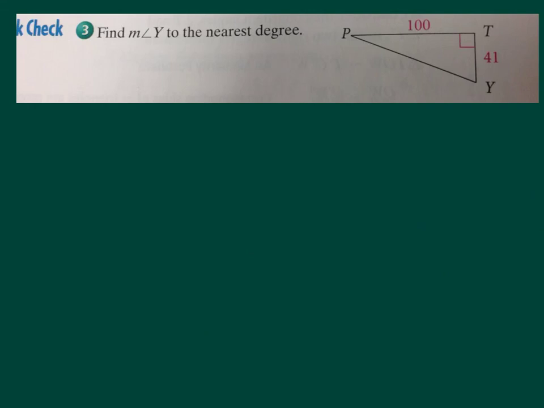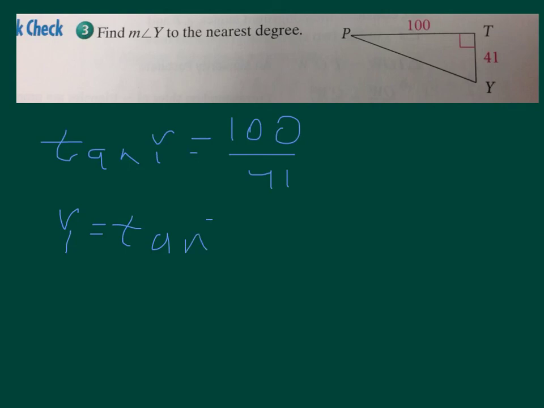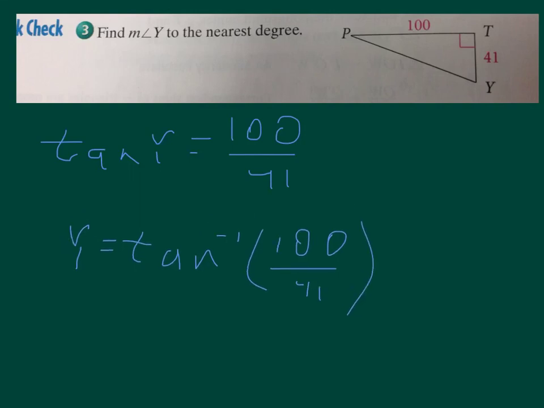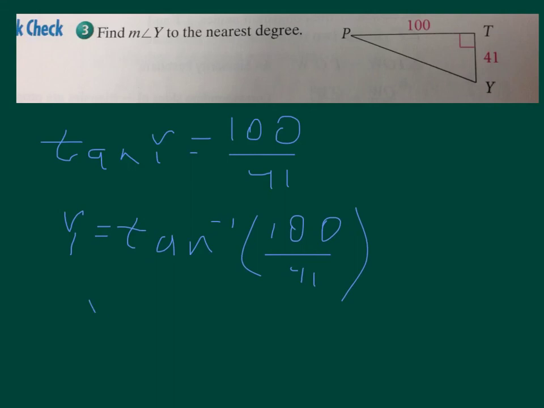Alright, let's try quick check number 3. Okay, on this one they're asking to find y to the nearest degree. So the tangent of y is going to equal opposite over adjacent, 100 over 41. So now what we need to plug into our calculator, y is going to equal inverse tangent of 100 over 41. So we punch that into our calculator and we get y to be approximately 67.7 degrees, or to the nearest degree 68 degrees.